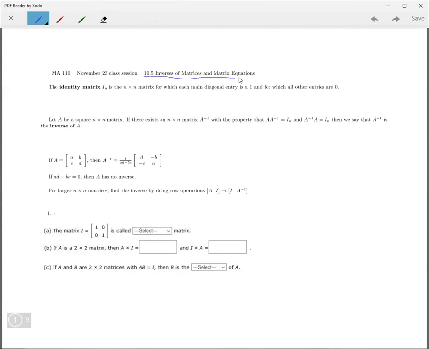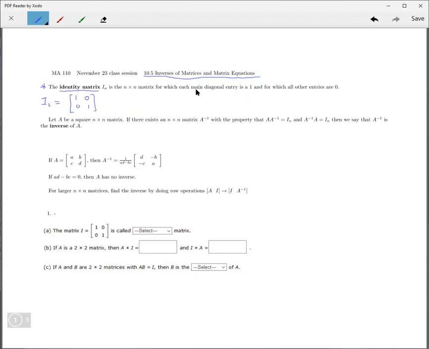Which is inverses of matrices and matrix equations. Okay, so first of all, the first concept is that of the identity matrix. It's the n by n matrix for which each main diagonal entry is a 1, and for which all other entries are 0. So, for example, I2, a 2 by 2 matrix, would look like this.